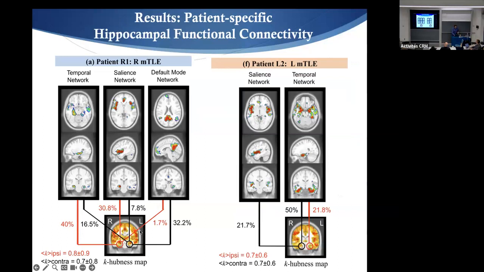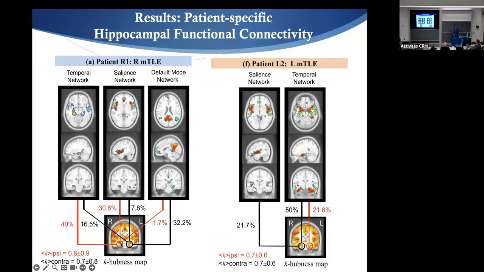And this is another example of what we can extract from those maps, because you have those hub maps. This is for a single subject, but you know exactly what are the networks involved. So for instance, if I look at this right patient, this is the normal hippocampus, the left one. And you see that you have a large involvement, for instance, of the default mode network connected with the hippocampus, together with the salience network and the temporal network.